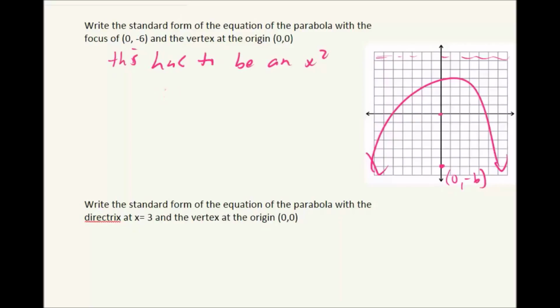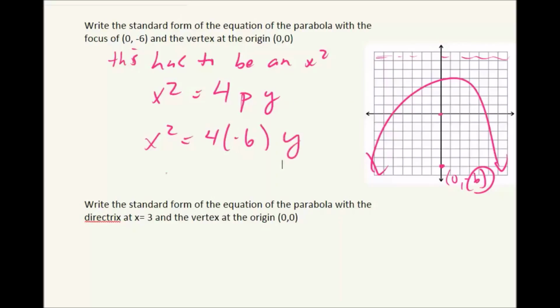What I mean by that is the standard form has to be x squared equals 4py. Because the only way we can get a focus on the y-axis is if it's an x squared one. So how we're going to do this is we know what p is. P is negative 6, so we have x squared equals 4 times negative 6y, or x squared equals negative 24y.